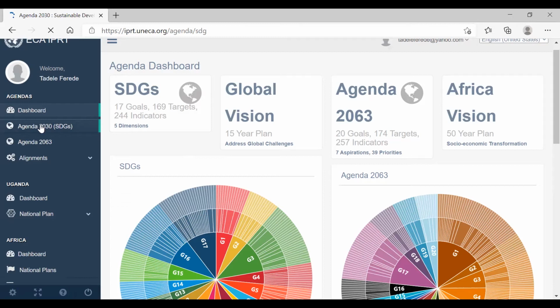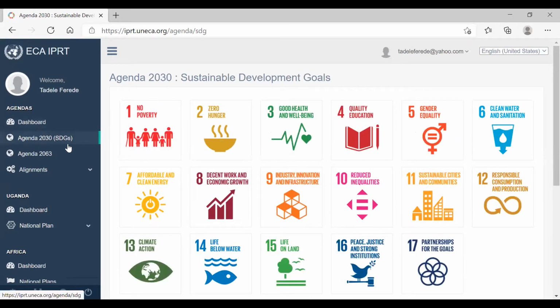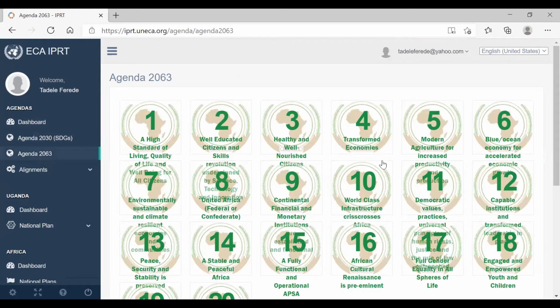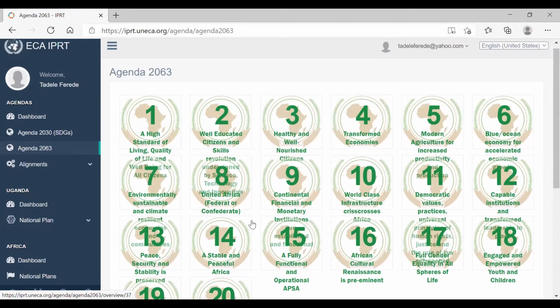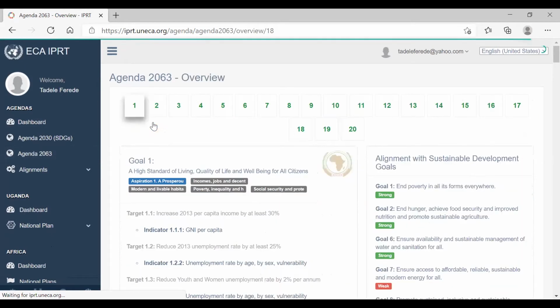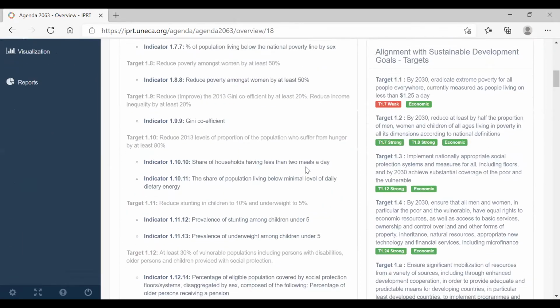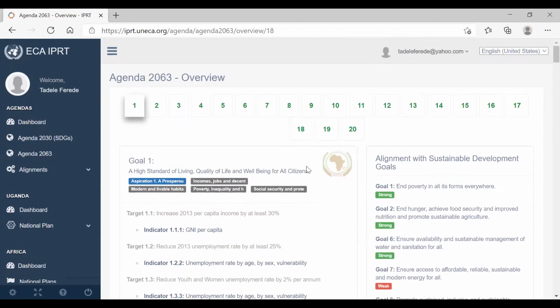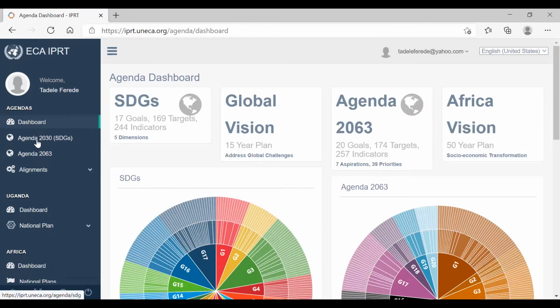Let us click. If you click Agenda 2030, you can see that we have the 17 goals. If you click Agenda 2063, then you can see 20 goals. In each goal, if you click goal number 1, for example, you can see that this is goal number 1, and we have all its corresponding targets and indicators. So the dashboard gives you the Agenda 2030 or SDGs and also Agenda 2063. Now, this is what the IPRT shows you.